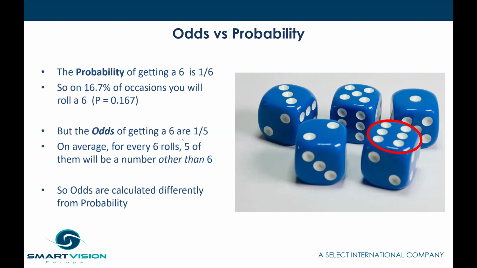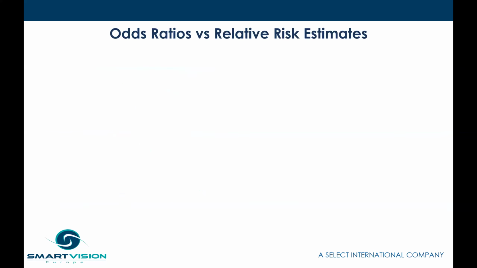So odds are calculated differently from probability, but it turns out that odds are used a lot in statistics because they have certain mathematical properties, which is too hard to go into at this stage, but which statisticians tend to like a lot. It just means that they're going to pop up a lot in publications. So if they pop up in publications a lot and we need to make sense of them, then that's what we're going to address here.